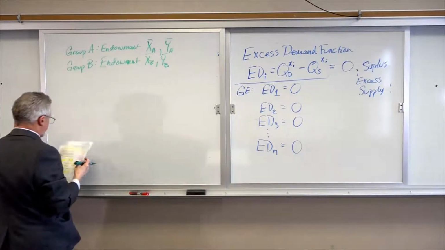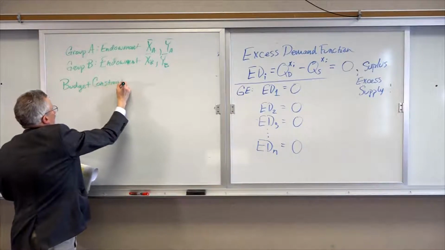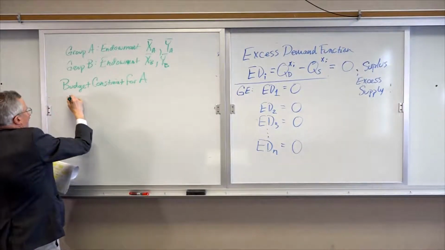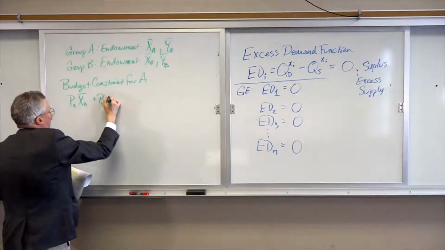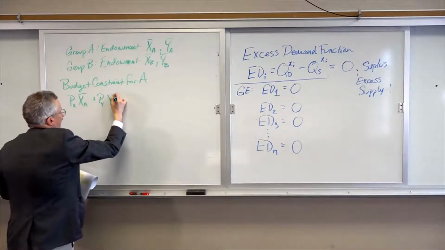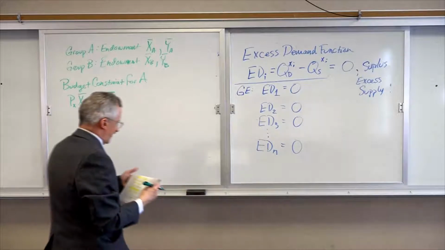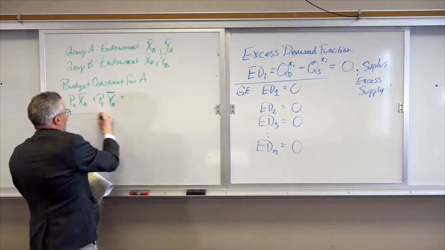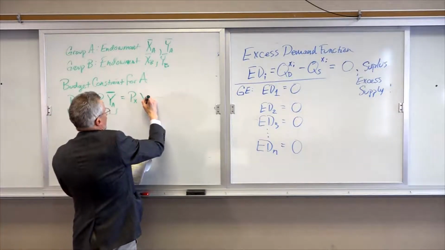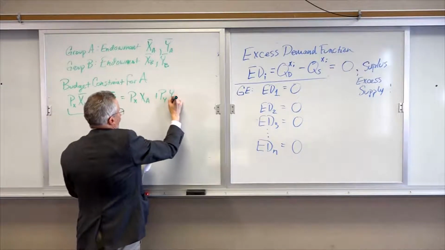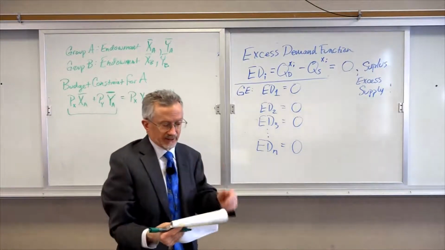Well, here's group A. And so we'll do the budget constraint for A. The budget constraint for group A is the price of X times the amount of X they have, plus the price of Y times the amount of Y that they have. Great. That is the value of their total endowment. That's the value of their starting wealth. And when they consume, their final consumption has to stay within that. So their final consumption will be PX XA plus PY YA, where XA and YA are the amounts they end up consuming of goods X and Y.